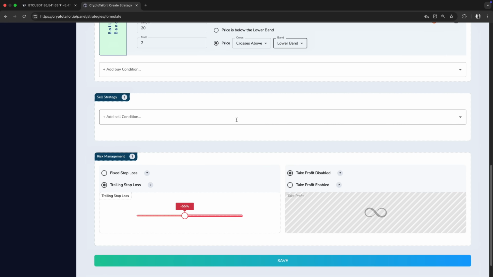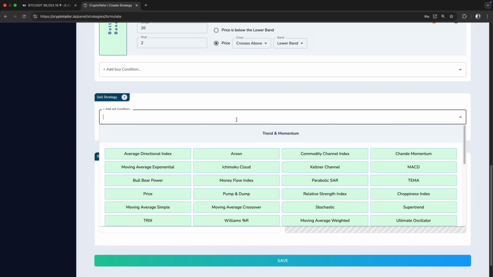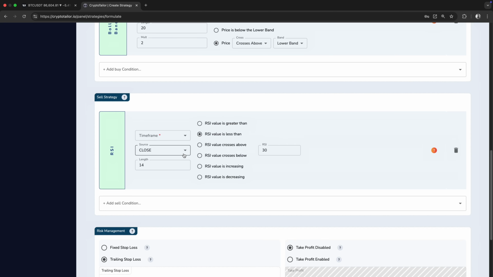Then it's time to define our strategy's sell conditions. We can use any combination of indicators or strategies here as well. For this example, I will use RSI crossing below 70 as the sell condition. This means we exit the trade when RSI reaches the overbought zone and starts to decline, signaling that bullish momentum may be weakening and a potential reversal or pullback could occur. This simple condition helps lock in profits before the price reverses.